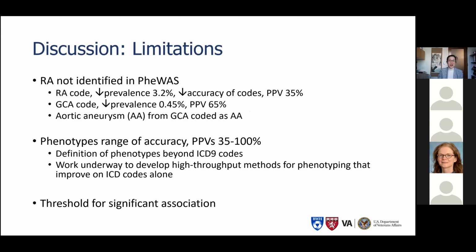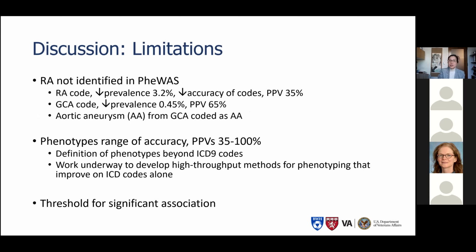Some of the limitations, the obvious limitation, RA, is why I embarked on looking at this treatment, and it was not identified by the PheWAS. So one thing to keep in mind is that the prevalence was low in the VA with 3.2% for the code. The accuracy of the code, and so if you take two codes, had a PPV of 35%. So we just did not have the power to detect an association.